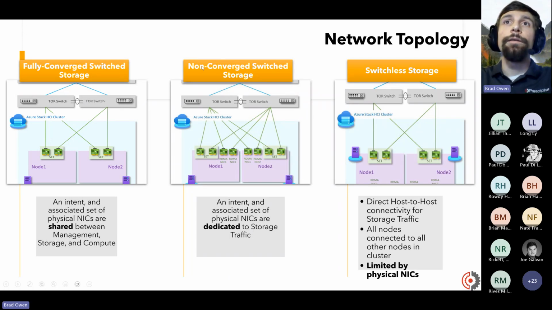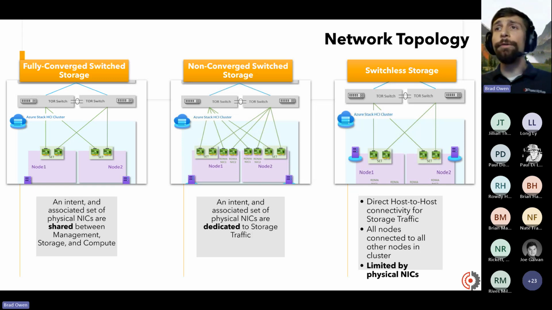The second network topology is non-converged switch storage. What we're seeing here is a set of adapters that have the compute and the management intent on them, and then a second set of adapters, which is fielding the storage traffic. This would be, for example, if you have high IO workloads, or maybe you don't want your storage traffic running over the same network that your management or compute intent is serving. This is a great way to keep that separate, since storage traffic tends to be very chatty.